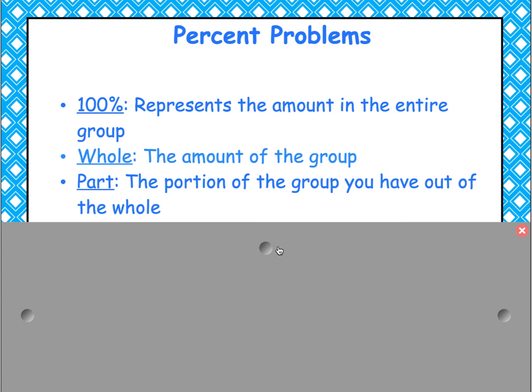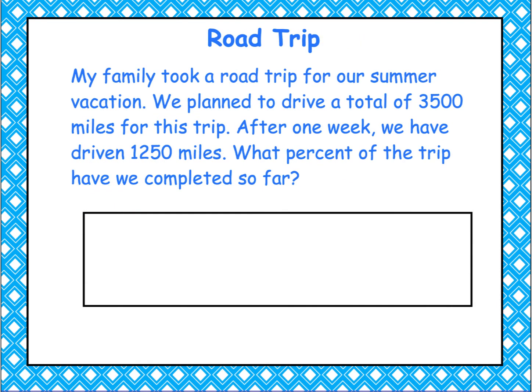The part represents the portion of the group that you have out of the whole. So going back to that group, if we were talking about a group of 22 and we were asking what percent are absent, and there's 2 people absent, 2 would represent the part. So let's look at a problem.